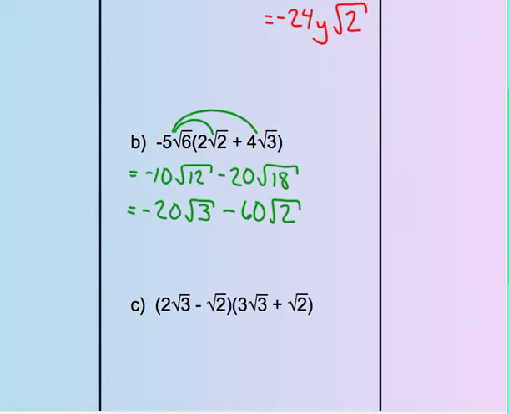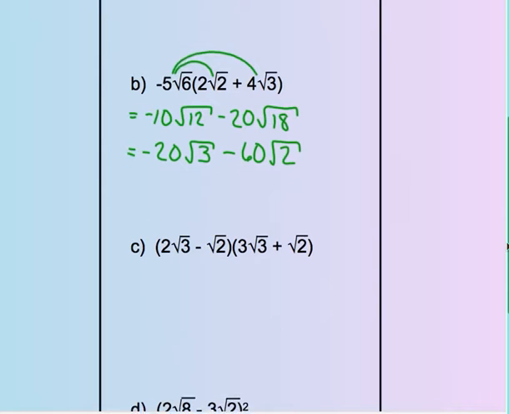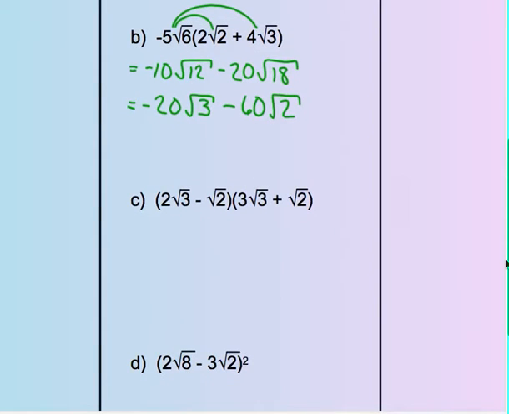Now I could combine these if the number under the radical was exactly the same. Since I have a square root of 3 and square root of 2, they are not like terms, similar to if you had negative 20x minus 60y. They're not like terms, so you can't combine them.